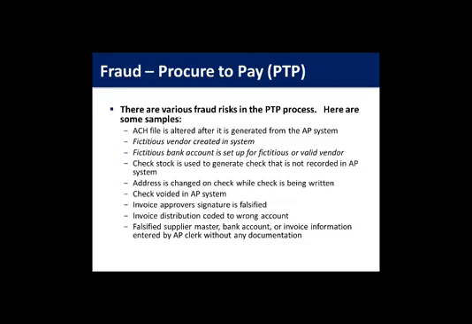Check stock is user generated check that is not recorded in the AP system. So the control would be maintenance or security over check stock. In EBS, there's specifically an ability, the next one down here, to change an address on the check while the check is being generated. That would allow a user to redetermine or change where that check is being mailed.